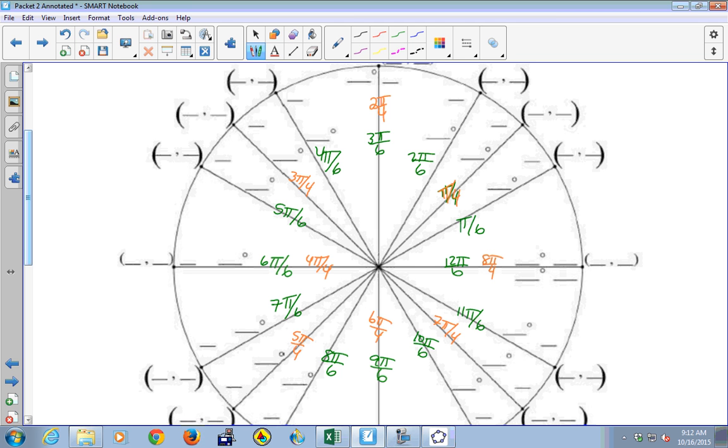And so you can see the ones 4 pi over 4 and 6 pi over 6, those both reduce to pi, right? Which was the 180 degrees. 12 pi over 6 and 8 pi over 4, those both reduce to 2 pi.